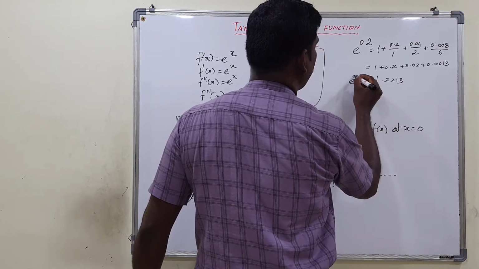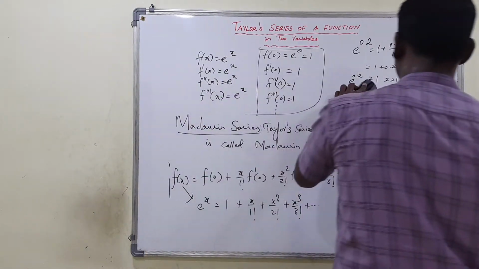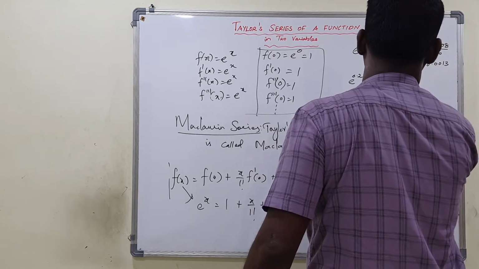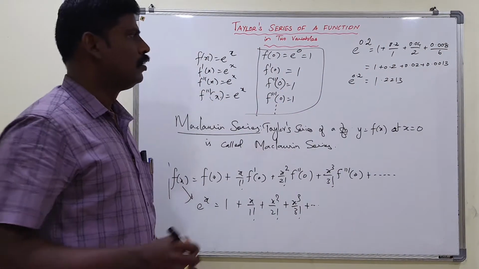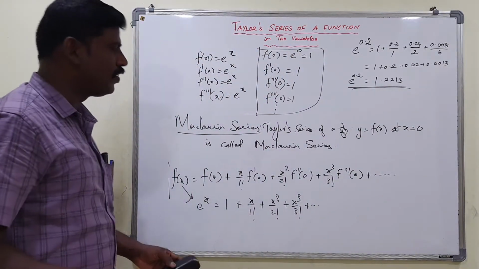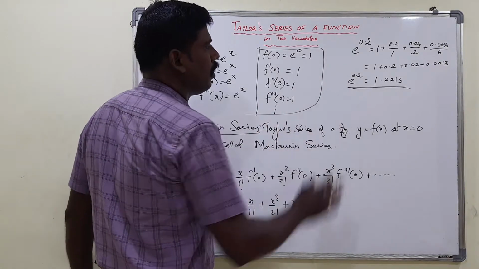1.2213 is the value of e power 0.2, right? In 4 decimal places, isn't it? Is it right? That's all. So 1.2213. You can find out the value of e power any value.